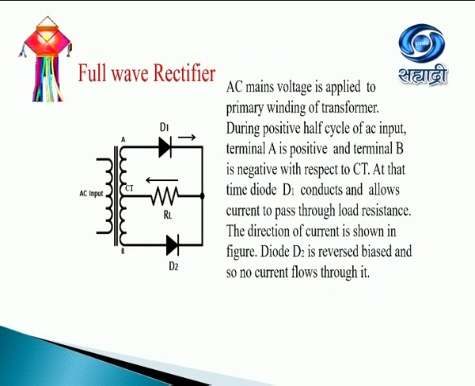During the positive half cycle of the AC input, terminal A is positive and terminal B is negative with respect to the center tap. At that time, diode D1 conducts and allows current to pass through the load resistance. The direction of current is shown in the figure. Diode D2 is reverse biased and so no current flows through it.